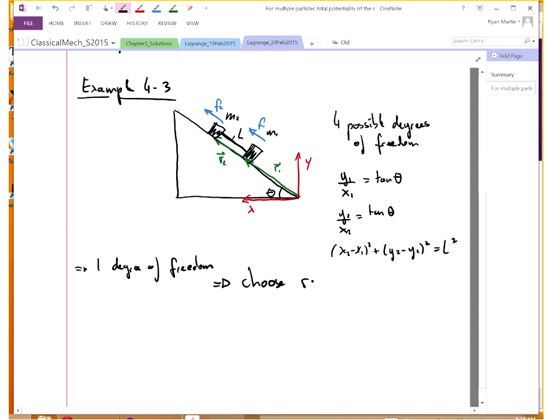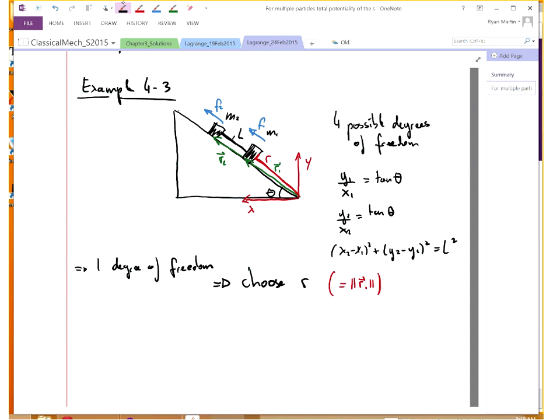I'm going to choose the variable which I call R. What I mean by R is the distance from the origin. So it's not a vector, it's a scalar. It's the distance of the first block. So R is equal to the length of the r1 vector. If I just give the number R, I can completely specify the system, because you know that M2 is a distance L along the plane higher than M1, okay?